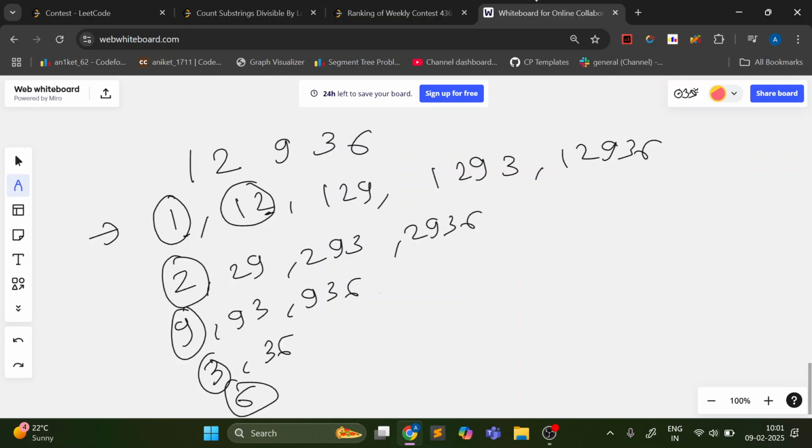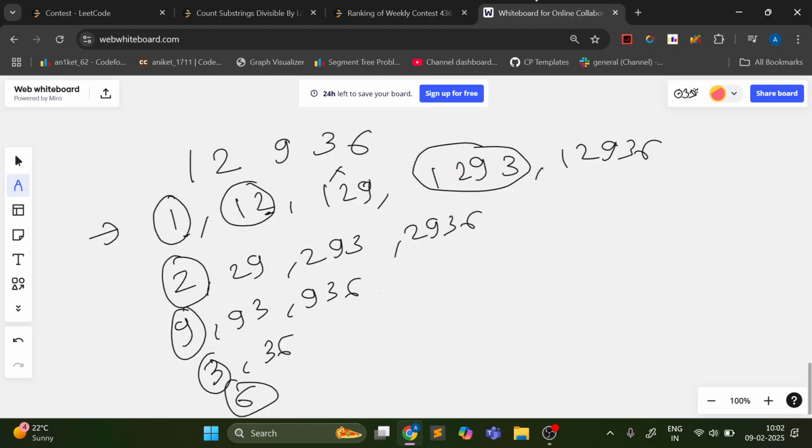No, no, this is 9, right? We need to check if it is divisible by 9. This is not divisible by 9 because the sum should be divisible by 9. We need to check if this number is divisible by its last digit, which is 9. So this is not. 1293 is divisible by 3 because the sum here is 15. Divisibility test of 3: 9 plus 2, 11, plus 1, 12, 12 plus 3, 15, 15 mod 3 is 0.